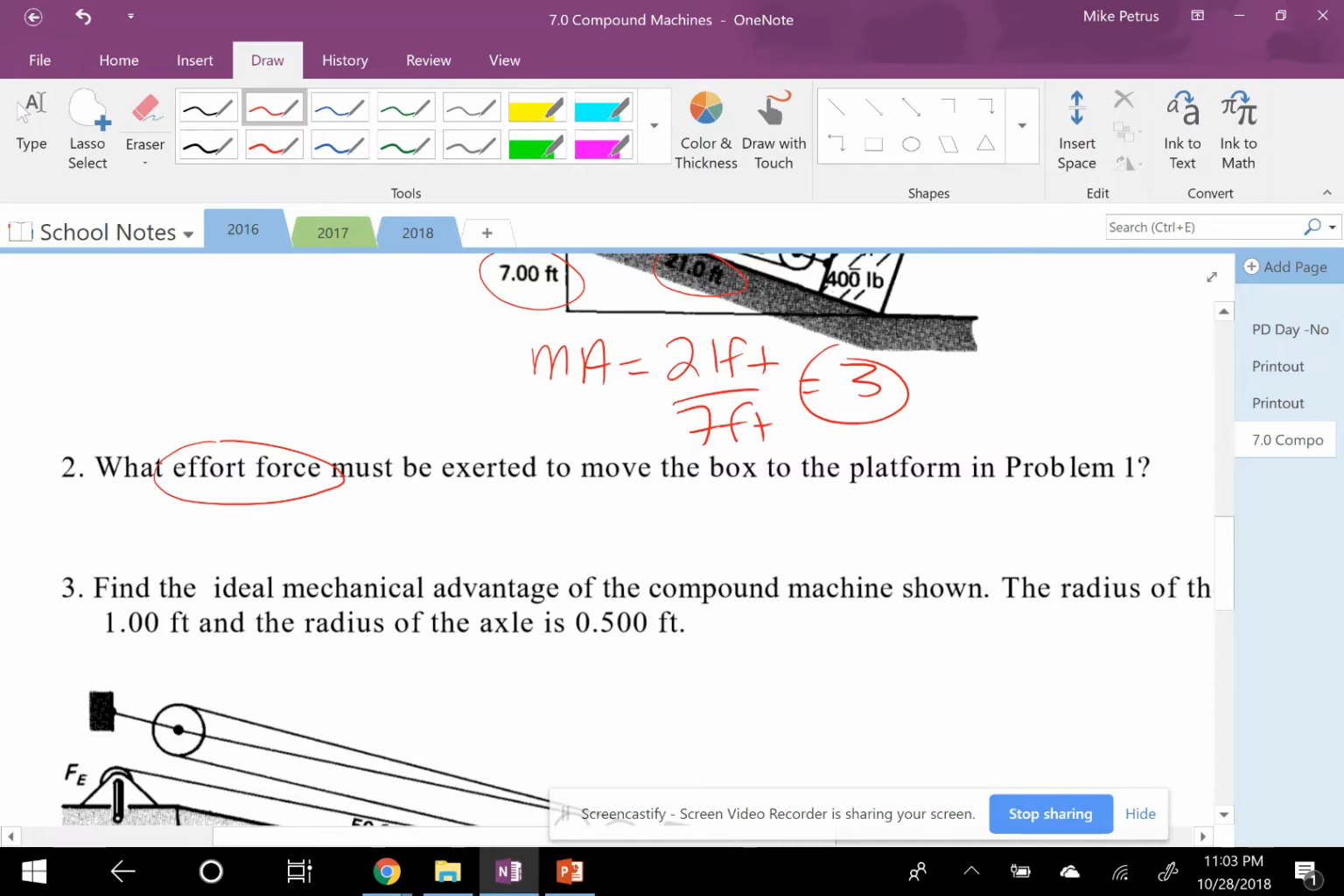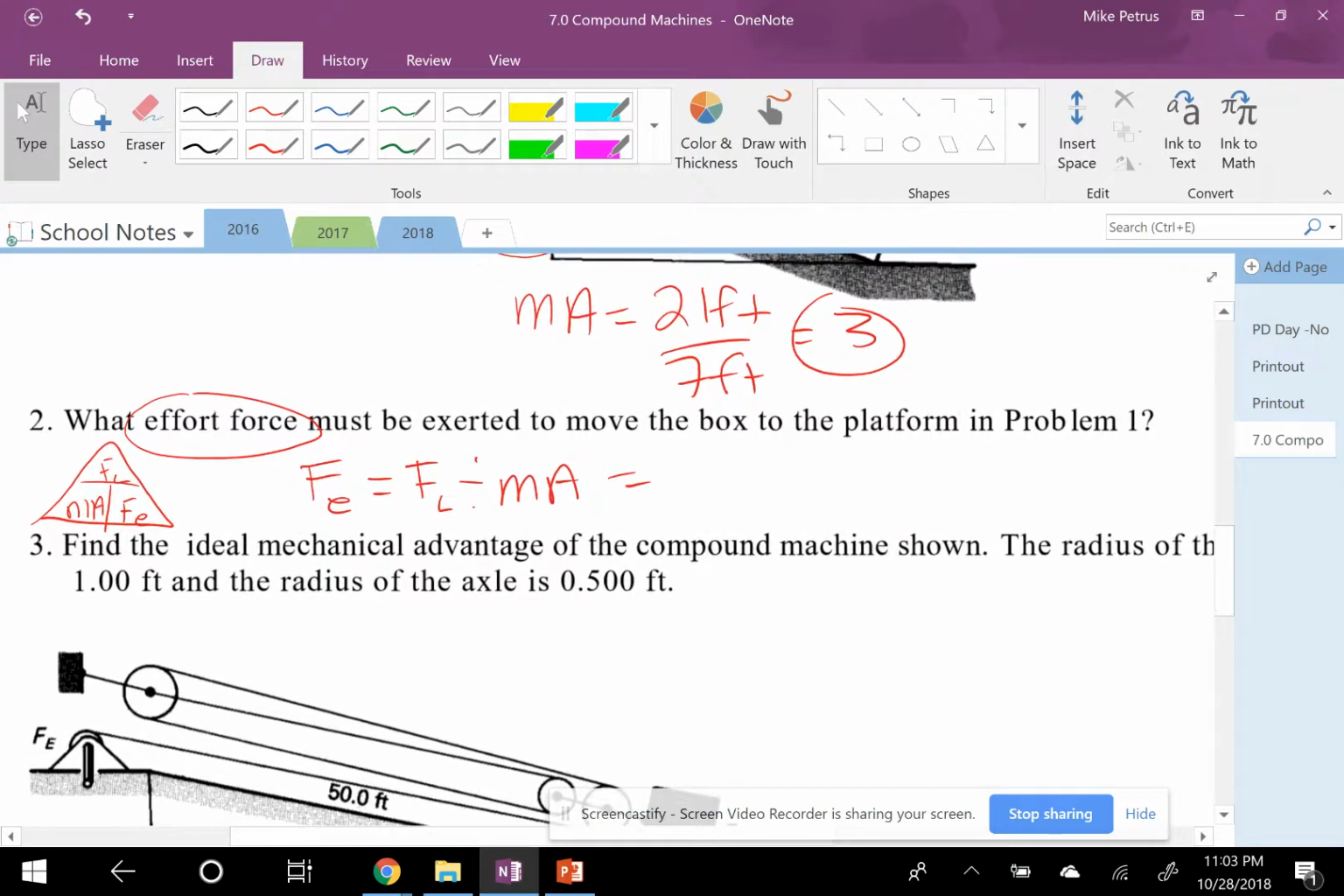So we're going to use that formula that I talked about with all these machines, where the mechanical advantage is load force over effort force. So we're trying to find effort force. That little algebra triangle there tells me to go load force divided by the mechanical advantage. So that's going to be, double check, I think it's 400 pounds. Yeah, it is. So 400 pounds divided by, and what was that total mechanical advantage? I think it was 15.